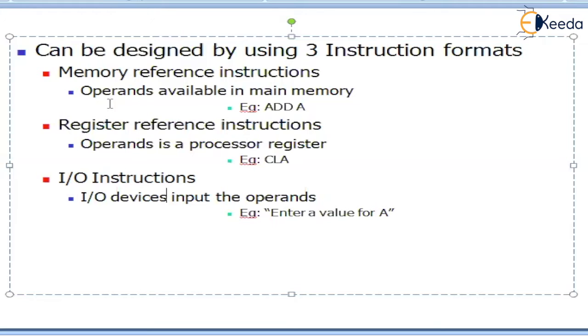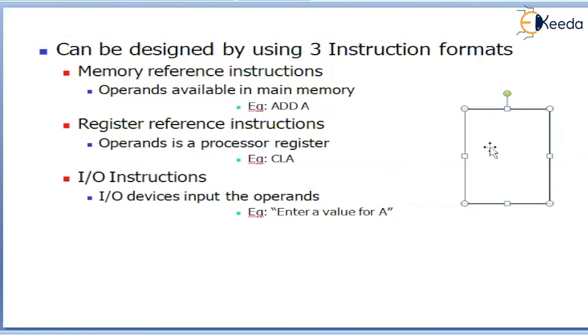The example is, let us see, add A. For the memory reference instructions, you can clearly see this is the opcode which is being supported by a memory address, right? What is add A? We need to go to the main memory. This is the main memory, let us say. Okay, what is A? A is a memory location. In order to execute this instruction, I need to go to the main memory and collect the operand because A is available in main memory.